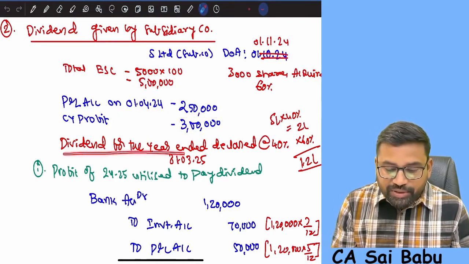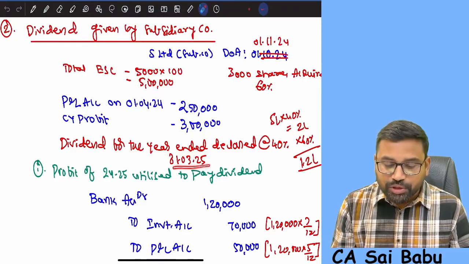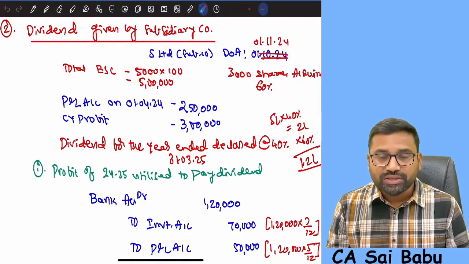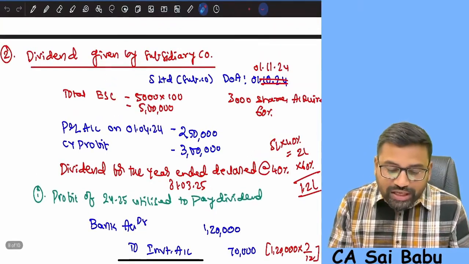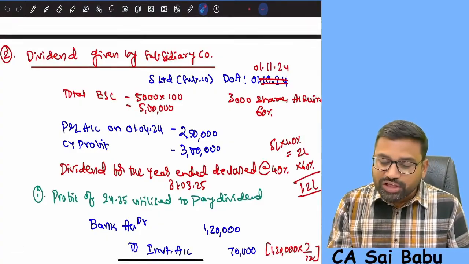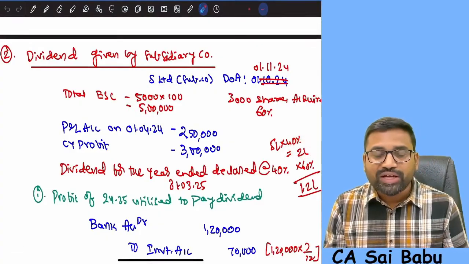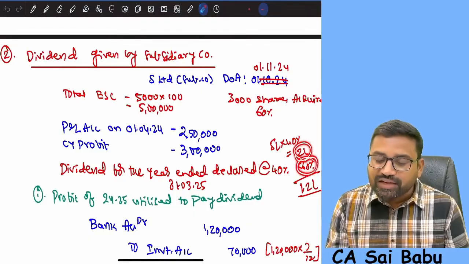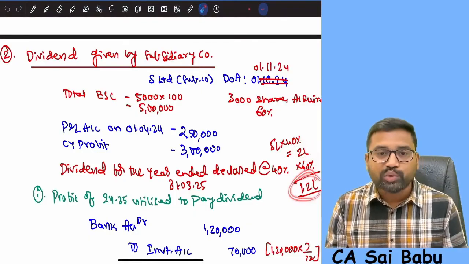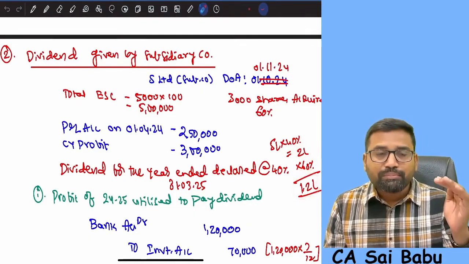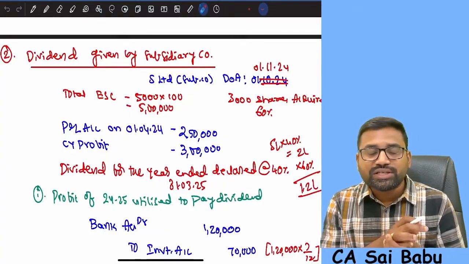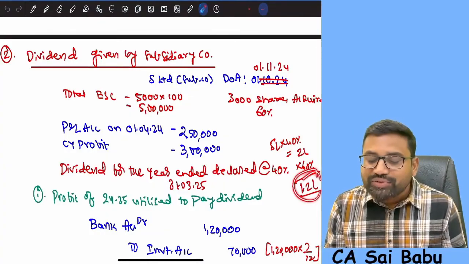Now the subsidiary company declares a dividend for the year ending 31st March 2025 at the rate of 40%. Now the total equity share capital is 5 lakhs, sir. On that, 40% means 2 lakhs is the total dividend given by the subsidiary. In this 2 lakhs, the parent company's share is 60%. That means 1.2 lakhs. Now when the parent company is doing consolidation of the subsidiary, this 1.2 lakhs dividend, what is the treatment?